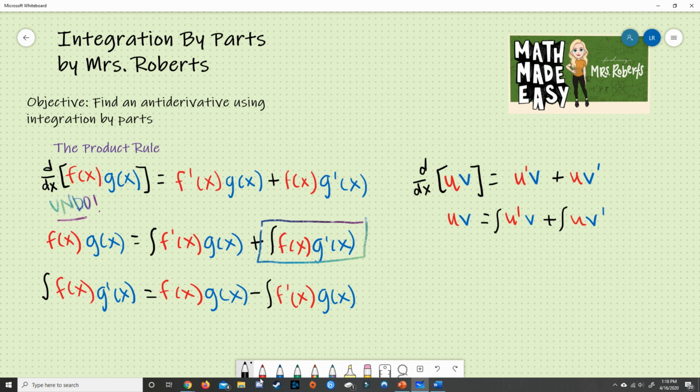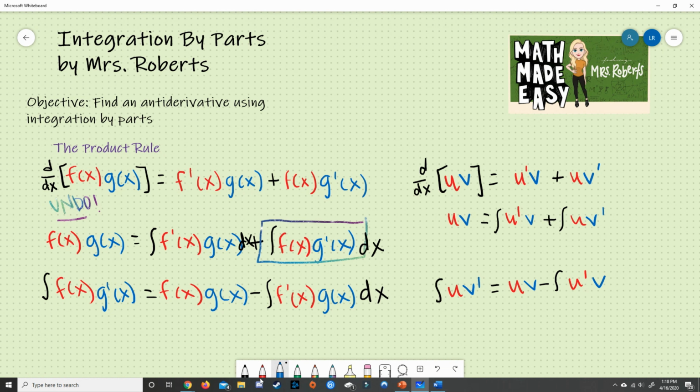Really there should be a dx every time we integrate something, so there should be dx's added to these. Writing that in terms of u and v, we would try to get this by itself. Our formula would be the integral of u v prime equals u times v minus the integral of u prime v.